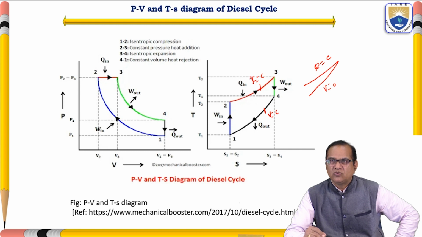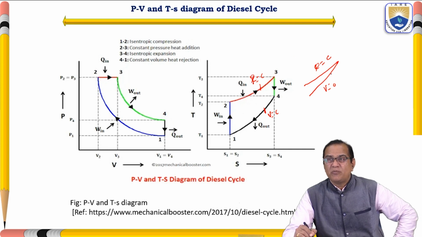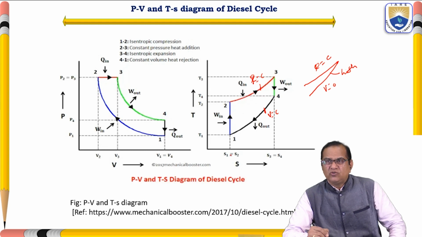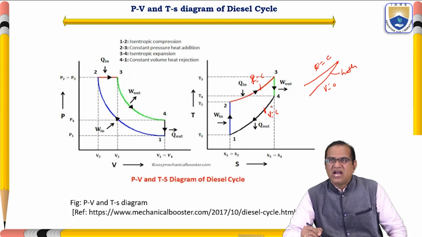P is equal to constant, so the slope of this thing is high. Like this we have to make the diagram. In this, 4 to 1, heat is rejected. If you see 1 and 2, S1 is equal to S2, and for 3 and 4, S3 is equal to S4. Your change in entropy will be 0 in this.